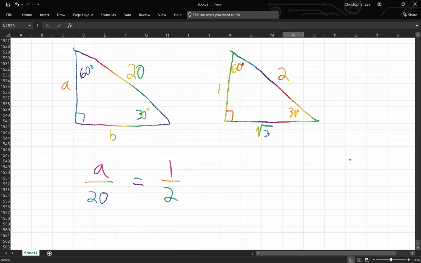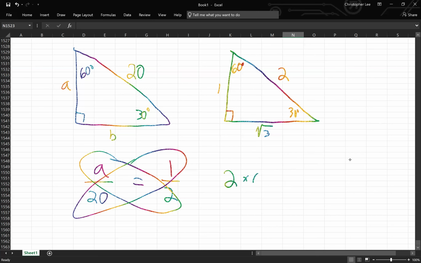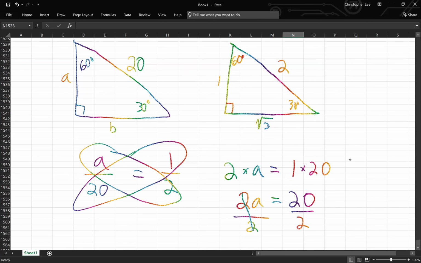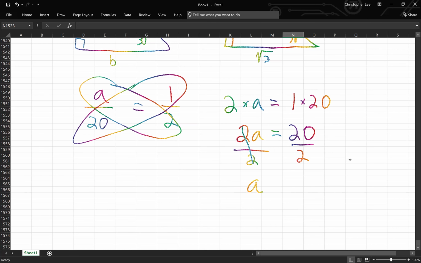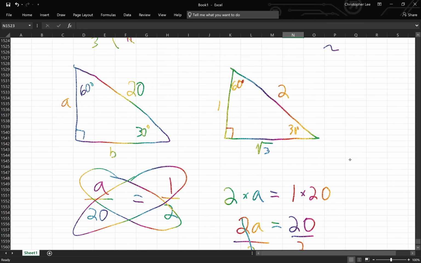All right. And then what am I going to do after that? I'm going to cross multiply. Right. So 2 times A is equal to 1 times 20. After that, let's do the math on it. 2A is equal to 20. Divide by 2, divide by 2. So I have that leg A is equal to 10. That's it.